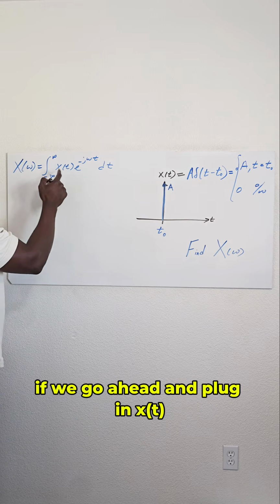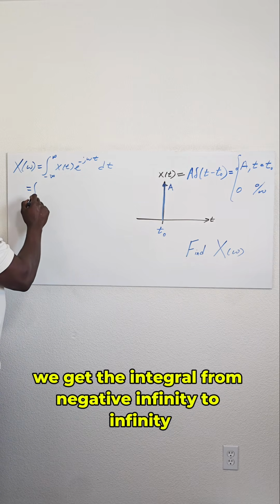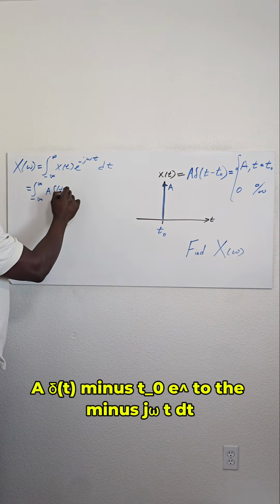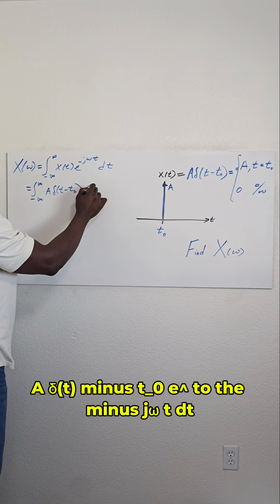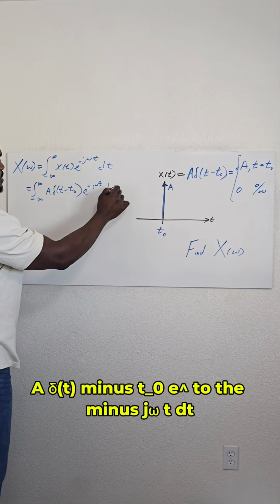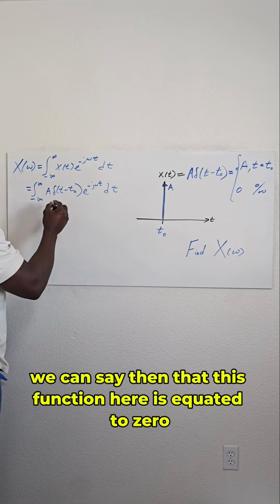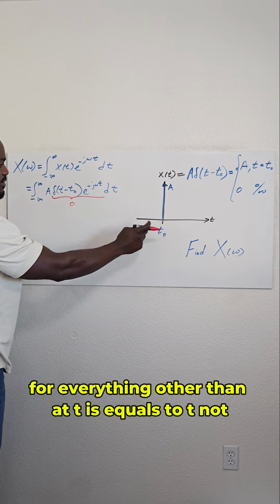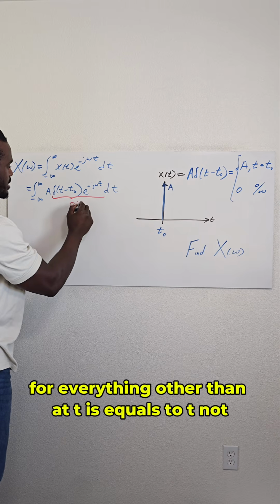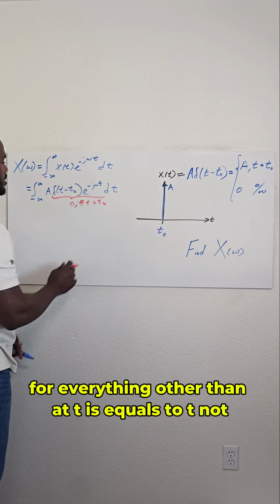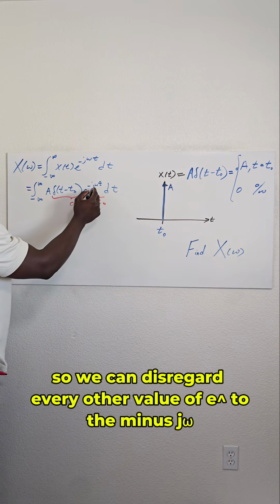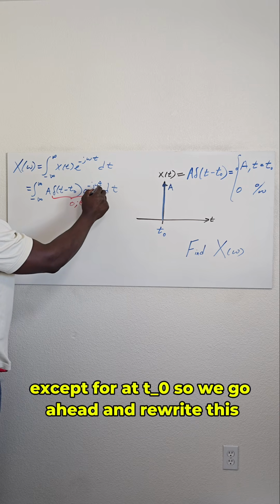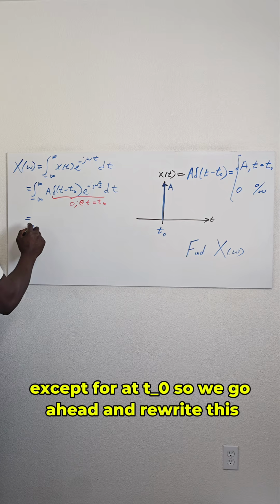If we go ahead and plug in x of t, we get the integral from negative infinity to infinity, a delta(t - t naught) e to the minus j omega t dt. We can say then that this function here is equated to 0 for everything other than at t equals t naught. So we can disregard every other value of e to the minus j omega t except for at t naught. So we go ahead and rewrite this.